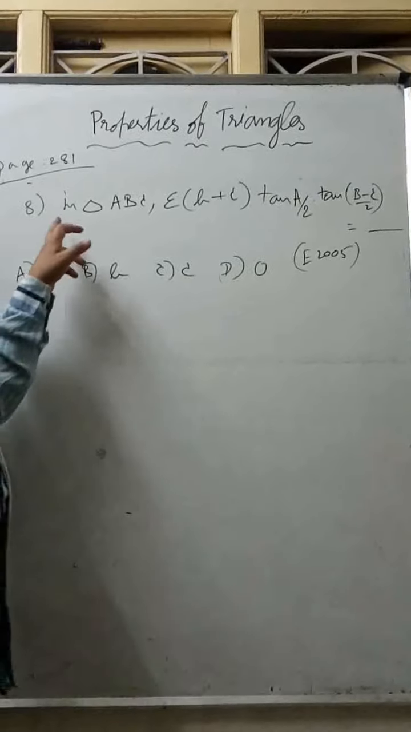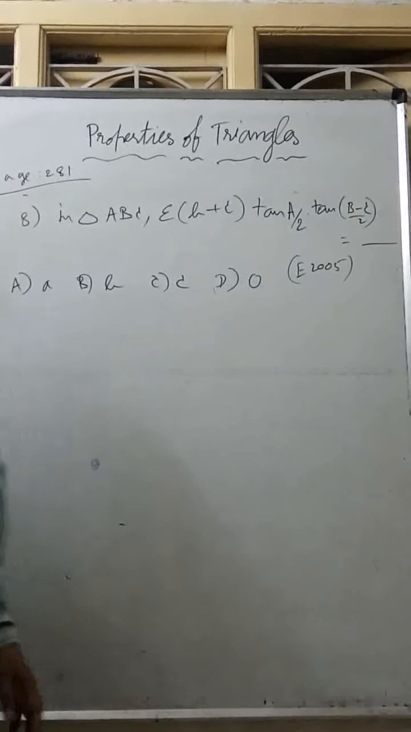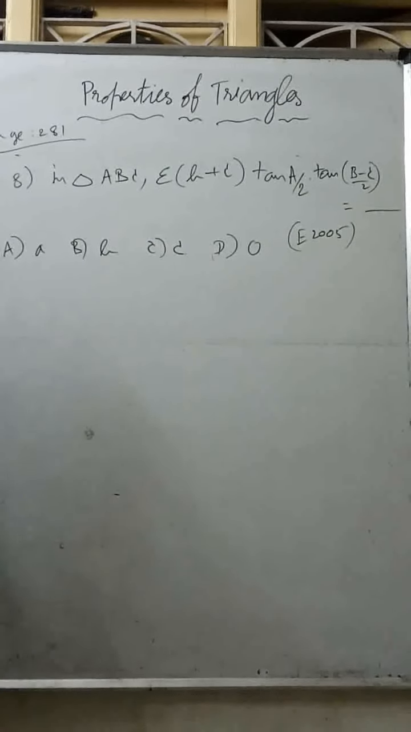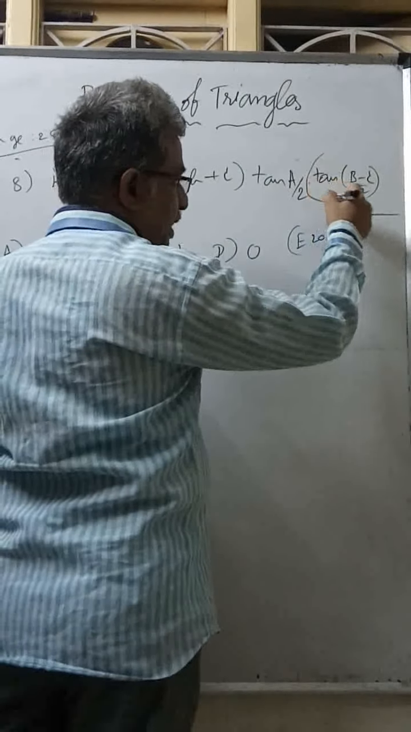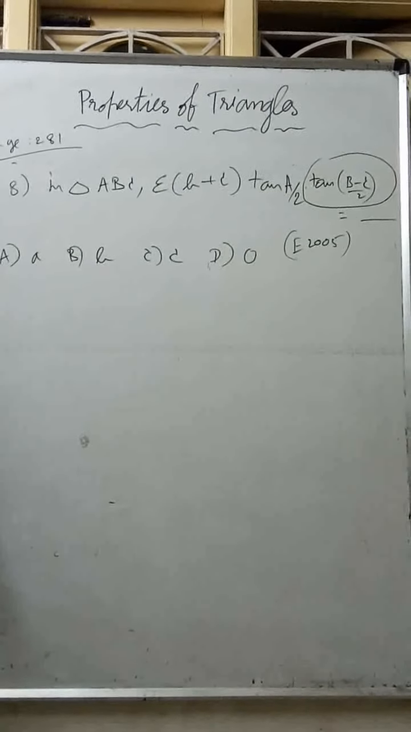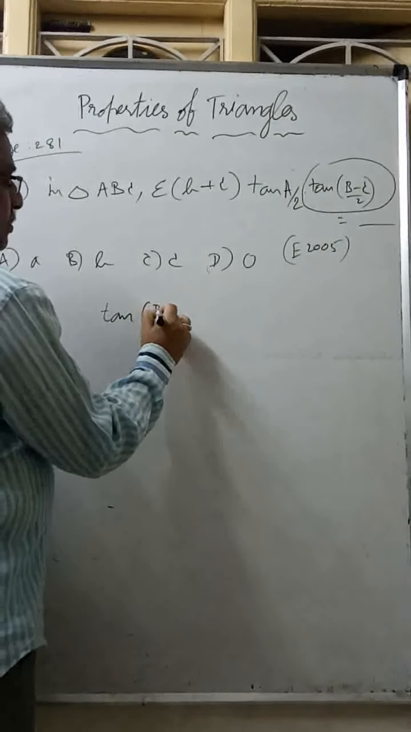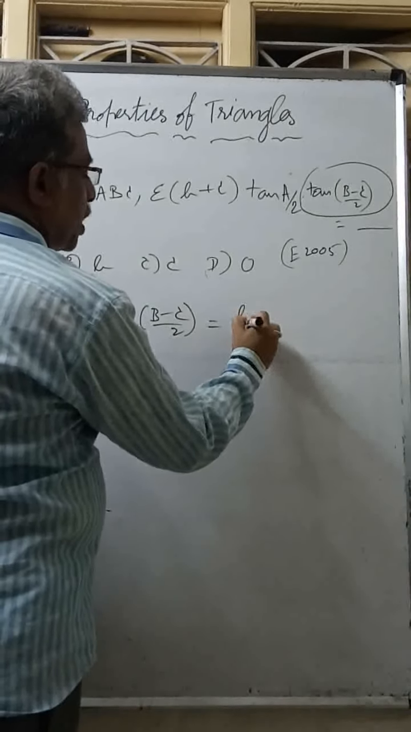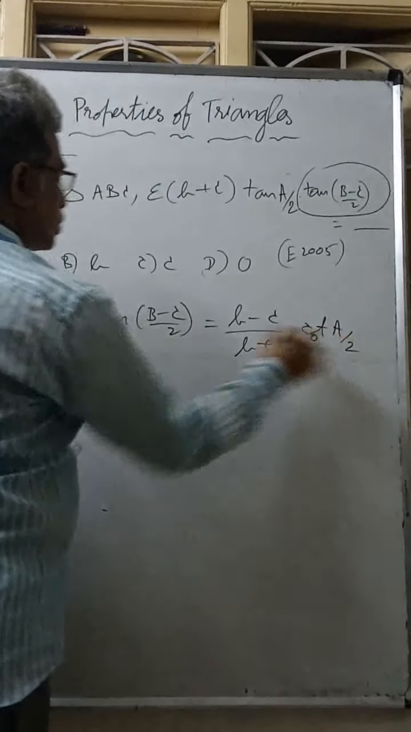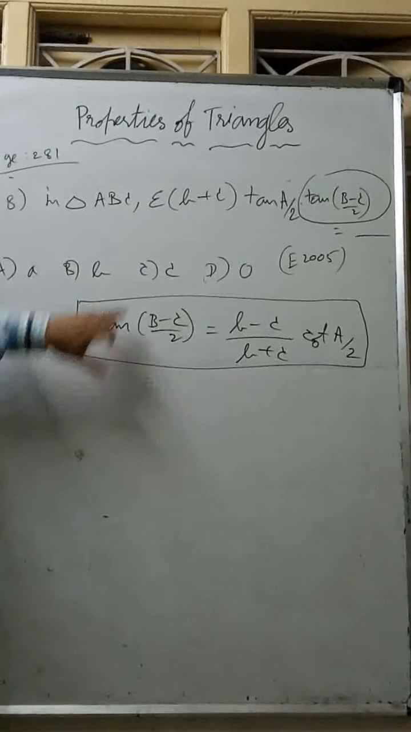First option. In triangle ABC, sigma of (b plus c) into tan A by 2 into tan of (B minus C) by 2 is equal to dash. Small a, small b, small c or 0 is asked. By observing tan of (B minus C) by 2, we can go for Napier's formula. We already discussed in concepts. What is Napier's formula? Tan of (B minus C) by 2 equals (small b minus small c) by (b plus c) into cot A by 2. This is called Napier's formula.